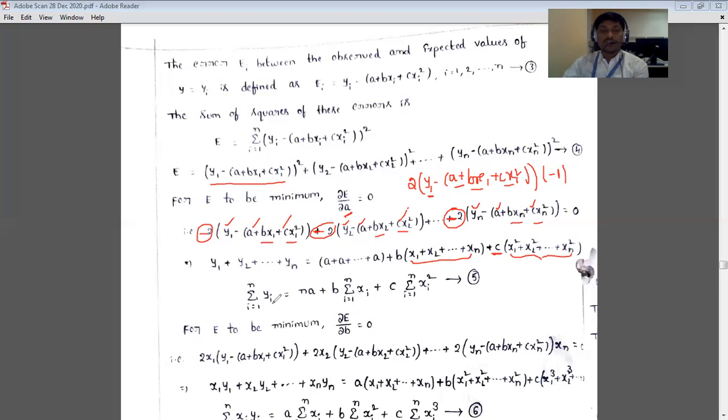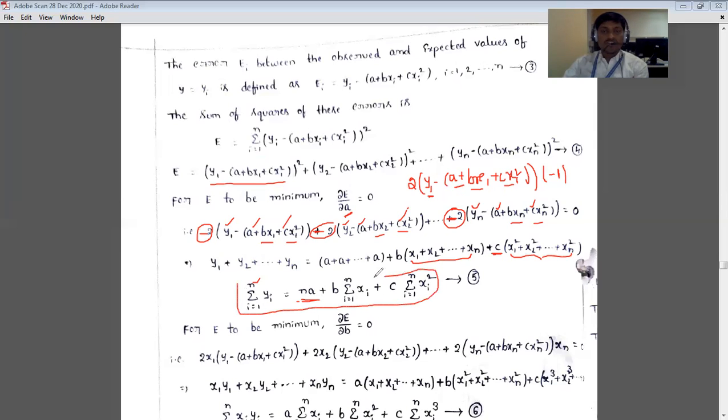Summation i equal to 1 to n yi is equal to, how many a's here? a plus a is nothing but 2a, 2a plus a is 3a, 3a plus a is 4a, 4a plus a is 5a, 5a plus a is 6a. Like that, how many terms are we taking here? Total n terms. So for that we get na. And next b as it is, and this one also we write in summation notation. And next plus c into, this one also we write in summation notation. Okay, so this is the first normal equation.